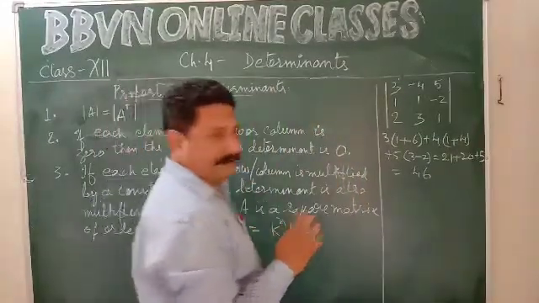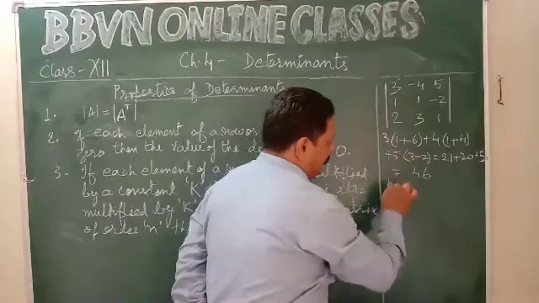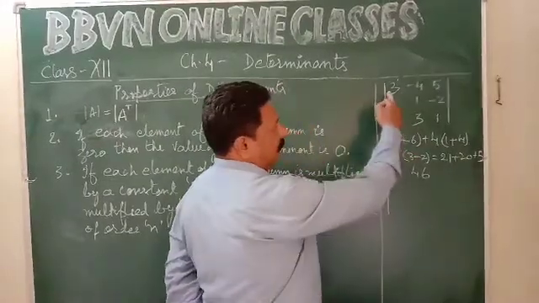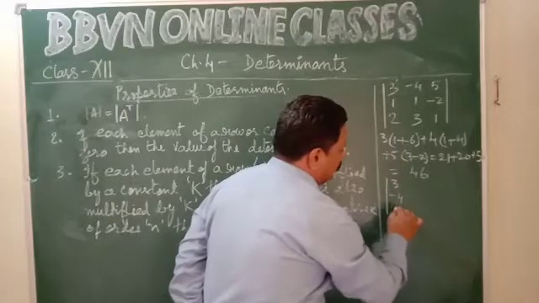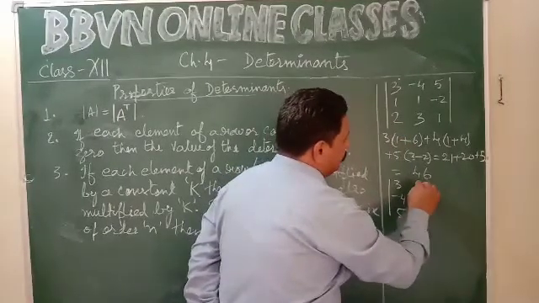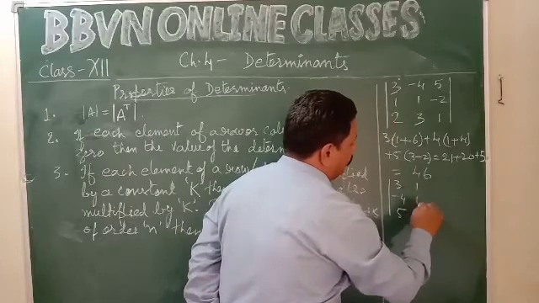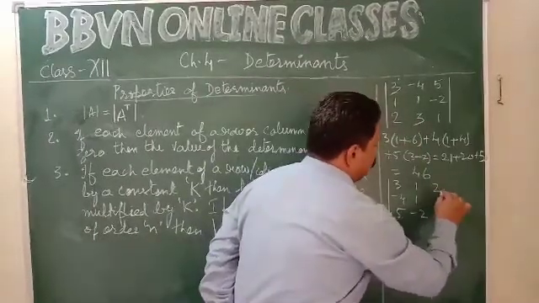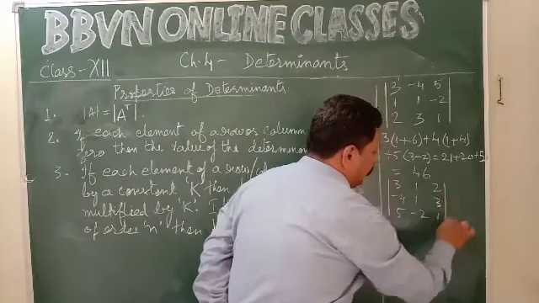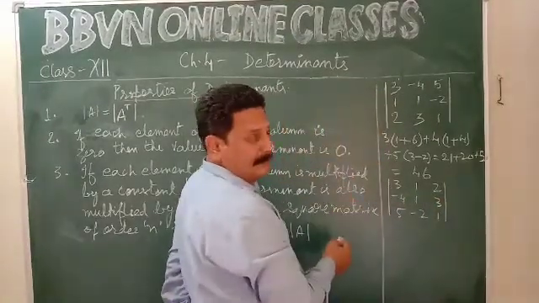Okay, now what I do is, I will interchange the rows and columns. First row becomes first column, 3 minus 4, 5. Second row becomes second column, 1, 1 minus 2. Third row becomes third column, 2, 3, 1. Let's see what is the determinant here.